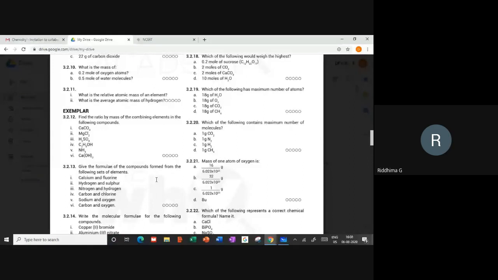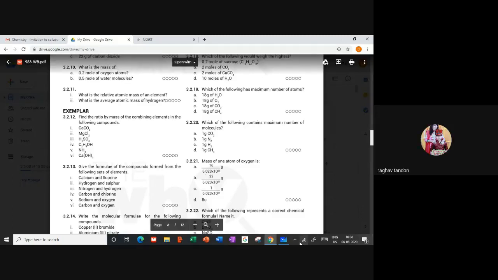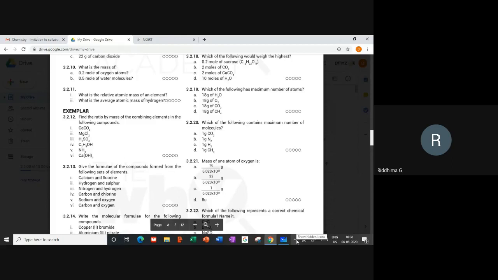So I was talking about the 12th question. Find the ratio by mass of the combining elements in the following compounds. Ma'am, your voice is lagging a bit. Can you repeat your question? Okay, the 12th one. Find the ratio by mass of the combining elements in the following compounds. Ma'am, can I answer the first one? Yeah, sure, tell me.